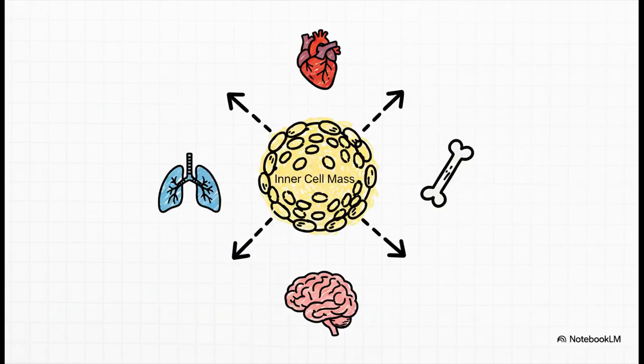Now, what's really interesting about this slide is the miraculous potential of these early stem cells. The inner cell mass is absolutely packed with totipotent stem cells. Basically, at this early stage, these cells possess the miraculous ability to divide, differentiate, and give rise to absolutely any tissue or organ in the human body. They hold the complete, unedited blueprint for human life. It's just wild to think about.